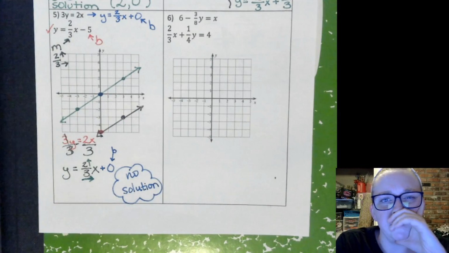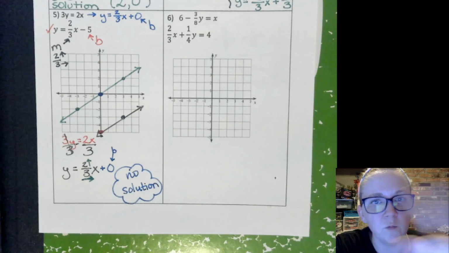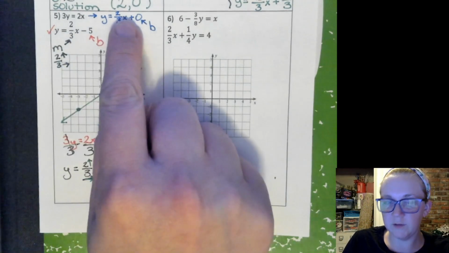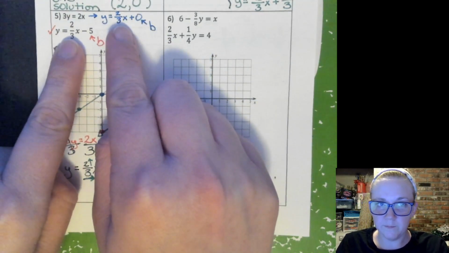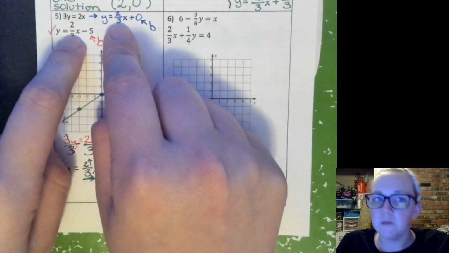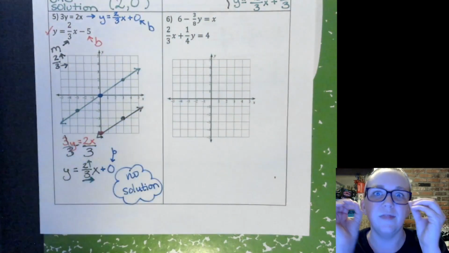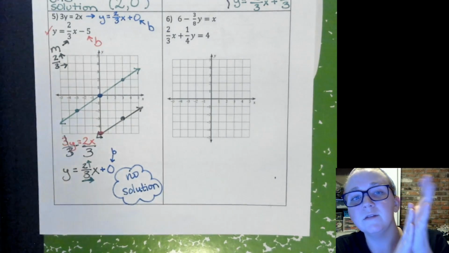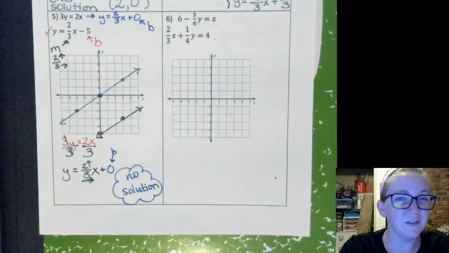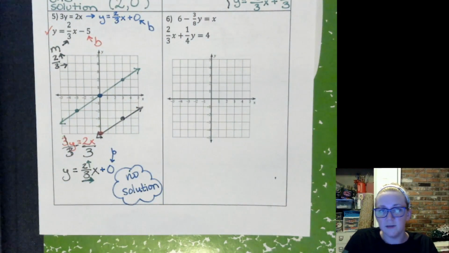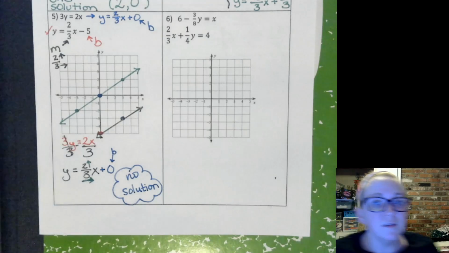Now, how could we have figured out just from looking at the equations if we were going to have parallel lines? What looked the same and what looked different? When you look at this equation compared to this one, they both had 2/3 x. They had the same slope, but their y-intercepts were different. That's how you know it's parallel lines, or no solution: whenever you have the same slope but different b values, or different y-intercepts. That's all you got to look for.